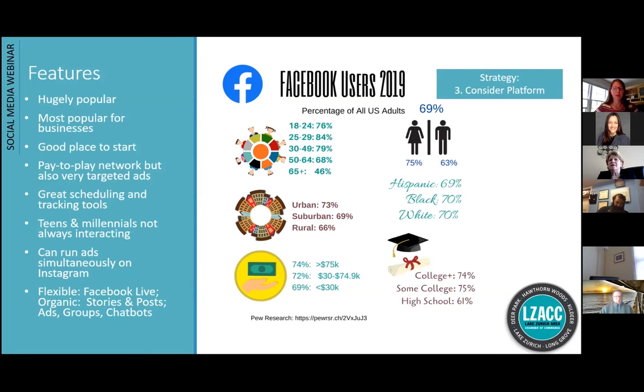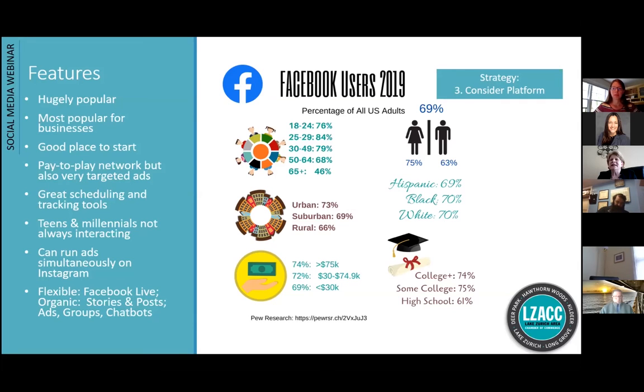Now, one thing about teens and millennials, even though they're on here, you can see it says 76% of 18 to 24-year-olds are on Facebook. And all this data, all these little icons that you see on every single slide, and the first two slides that we showed with the demographics, they're all from this Pew Research. So going to this link, you can find just a huge table with everything that you need on it.